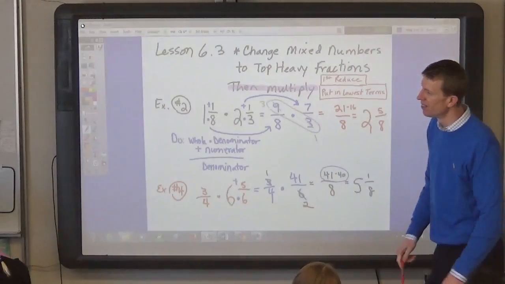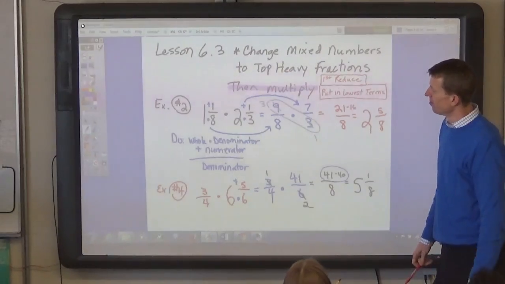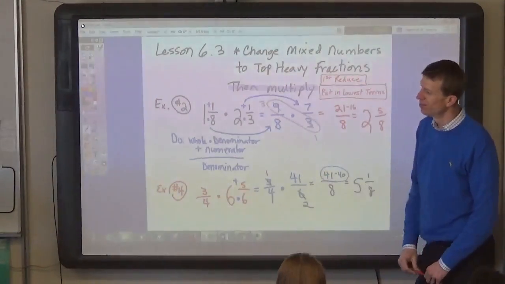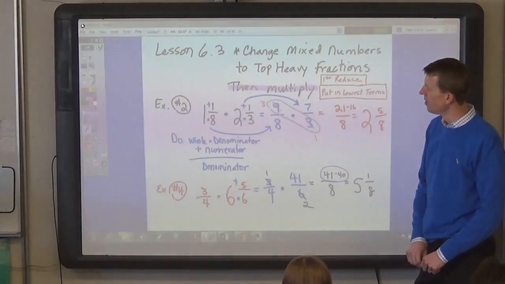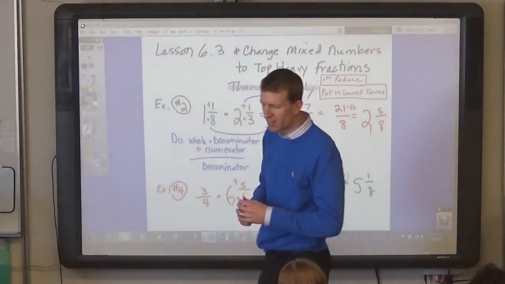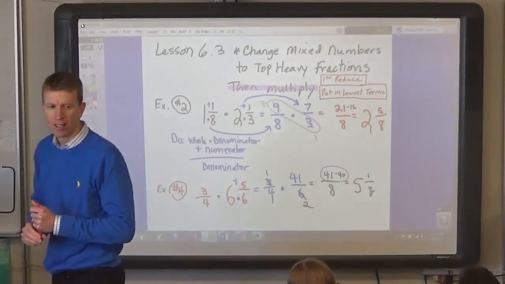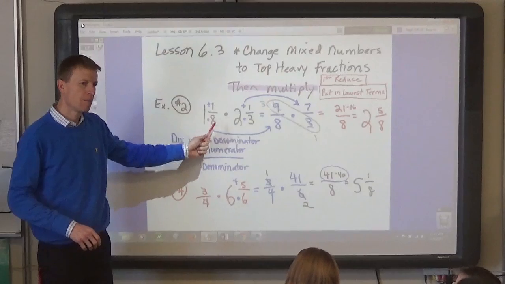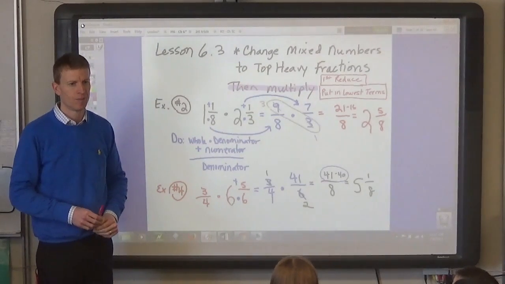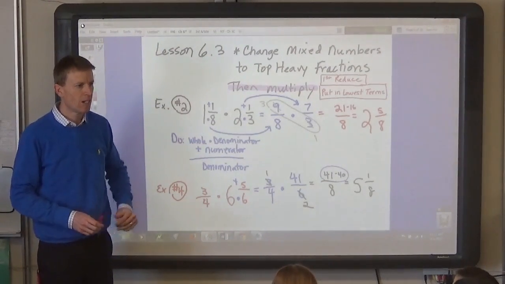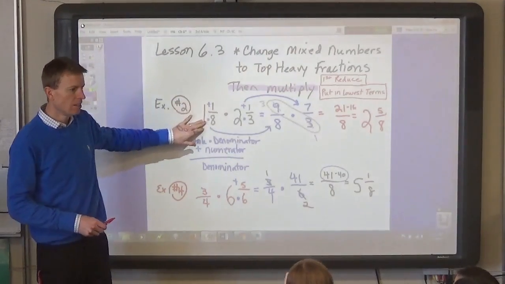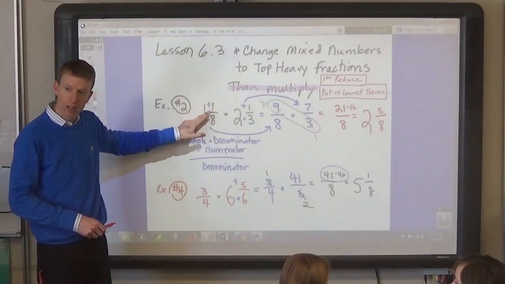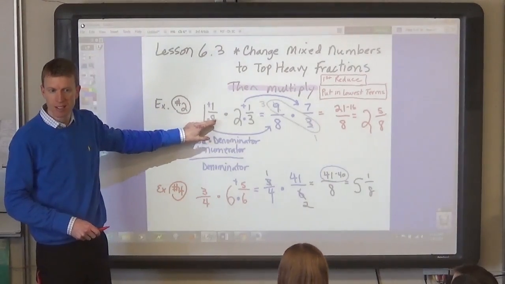Bethany? You multiply the denominator times the whole number, and then you add the numerator. Good. Yep. Now, do you remember why you do that? Why do you multiply the whole number times the denominator? Because you're taking the wholes and cutting them up. Each whole is cut up into how many pieces in this case?